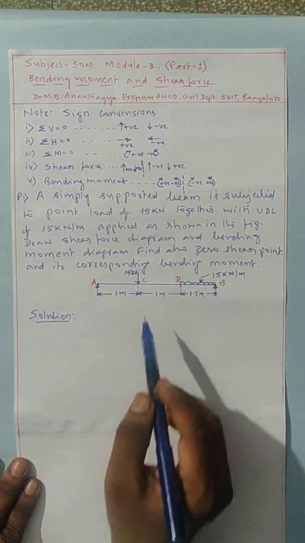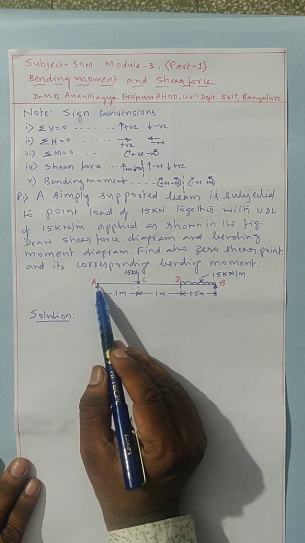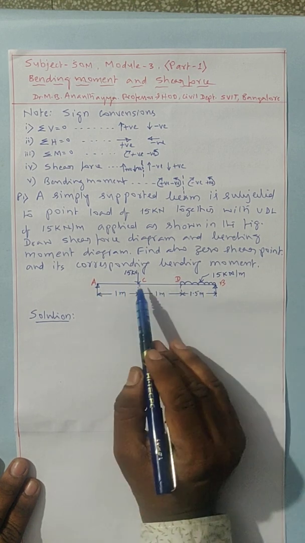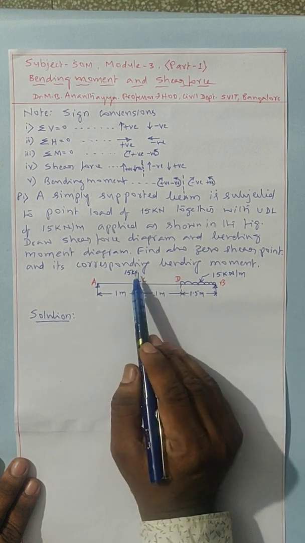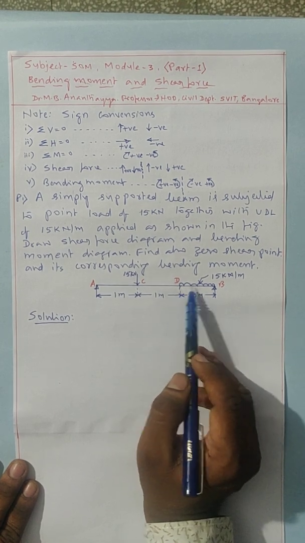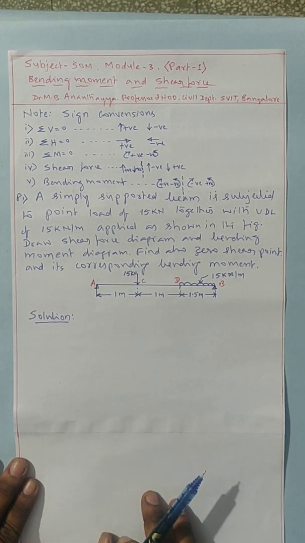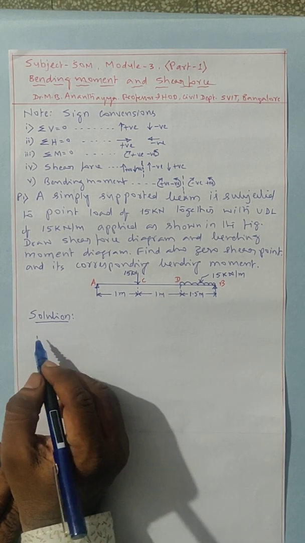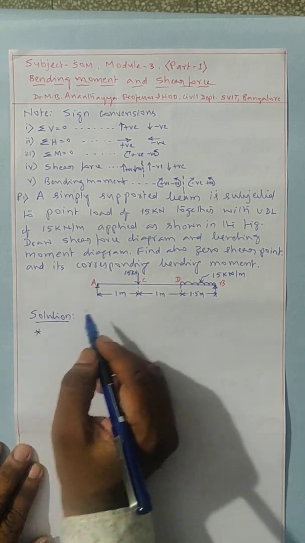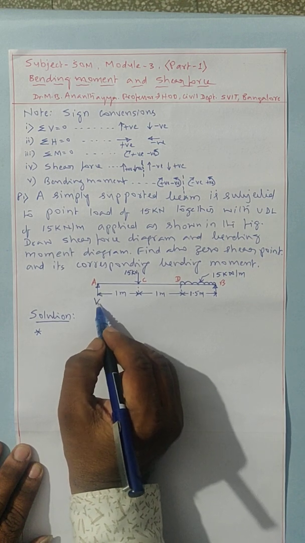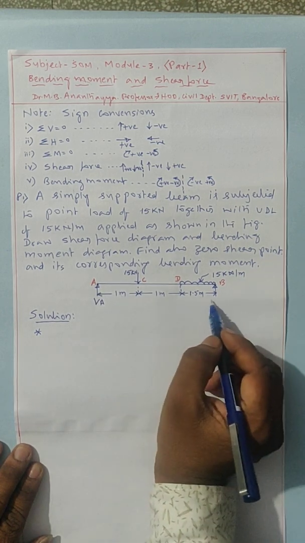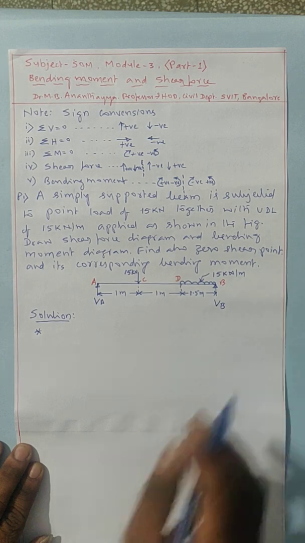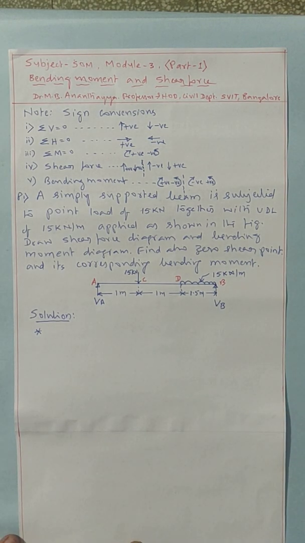This is the problem given. The diagram is also given. These points are A, B, C, D. At C, a 15 kN load is there. From D to B, a UDL of 15 kN per meter is there. Our first aim is the determination of reactions. It will develop reactions at the supports. One is VA, another reaction is VB. Two reactions will be developed.